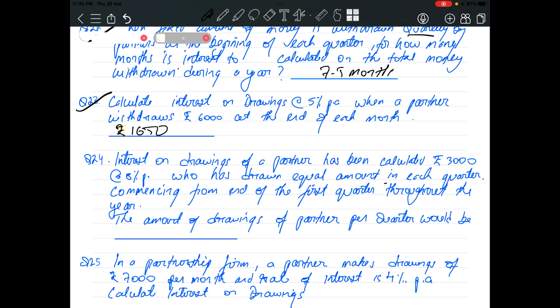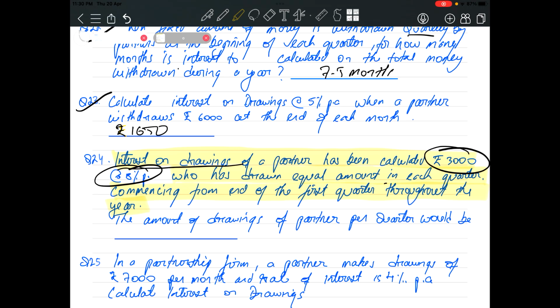So now let's solve question number 24. Let's read what question number 24 is saying. Interest on drawings of a partner has been calculated at rupees 3,000. So the interest on drawings amount has been given, 3,000 rupees. The rate is 8% per annum. Who has drawn equal amounts in each quarter, commencing from the end of first quarter throughout the year.